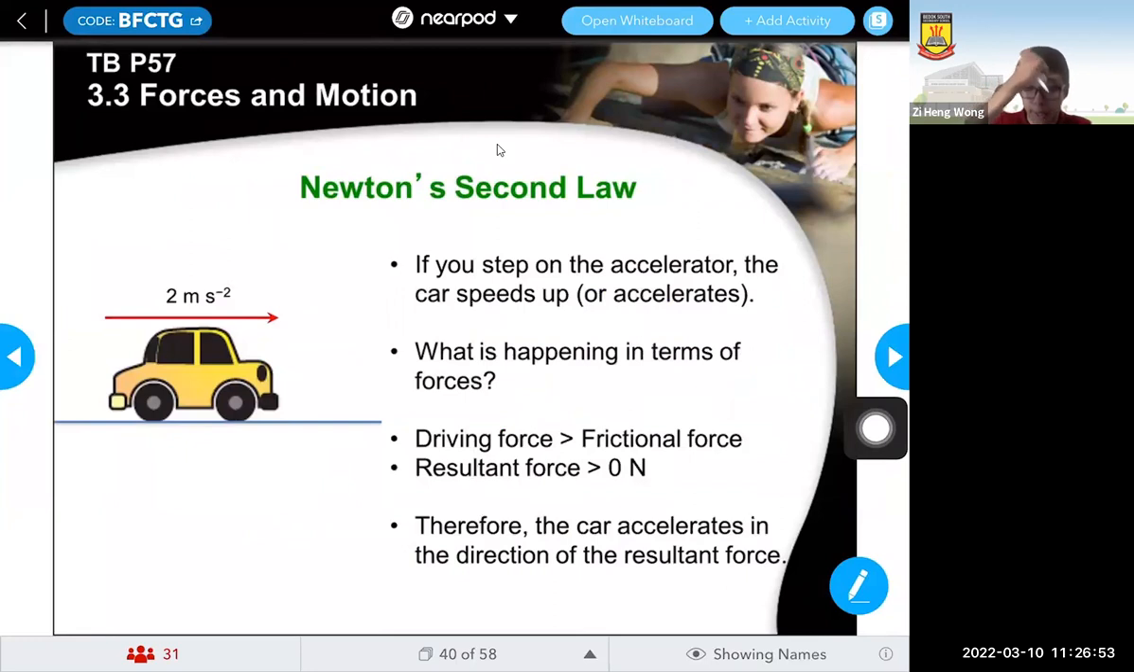So let's take a look. If you stay on the accelerator, the car speeds up, or it accelerates, meaning it increases its speed. What is happening in terms of forces? Your driving forward force is larger than the frictional force, so the resultant force is more than zero. This allows the car to accelerate in the direction of the resultant force.